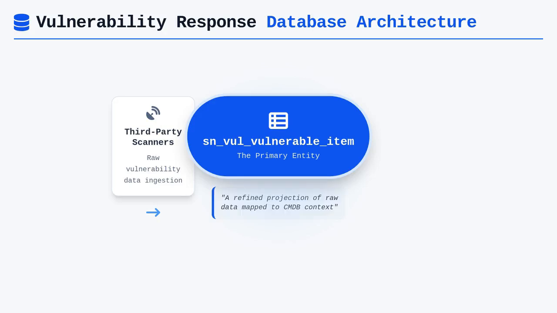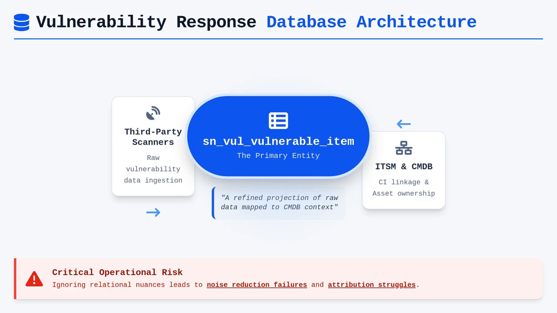This table functions as a refined projection of raw vulnerability data, mapped specifically to the context of your existing configuration items within the CMDB. One must appreciate that this is not a flat storage mechanism. It is a complex relational structure that interacts heavily with standard ITSM models to ensure that security teams can communicate effectively with infrastructure teams. If you ignore the nuances of how these records link to CI records, you will inevitably struggle with operational challenges like noise reduction or asset ownership attribution later in your implementation.